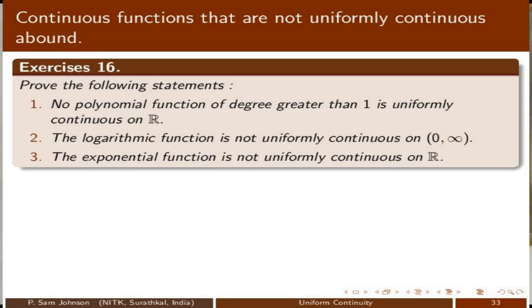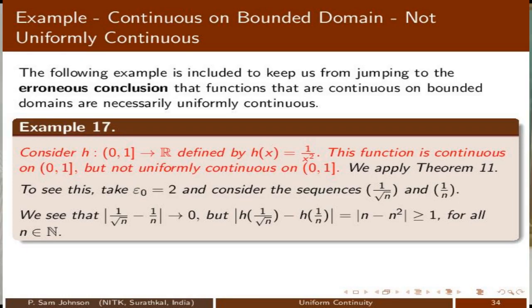You can use one of the criteria to prove these statements shown in exercise 16. Already we have observed that the function h of x equals 1 over x square, which has a bounded domain and is continuous, is not uniformly continuous. By using the sequential criterion for non-uniform continuity, constructing two sequences and finding an epsilon naught, this function is not uniformly continuous.